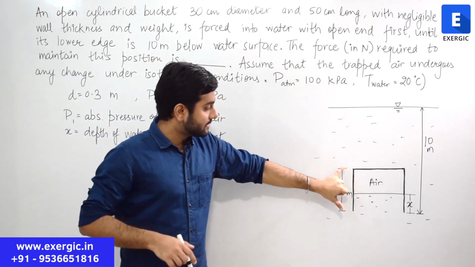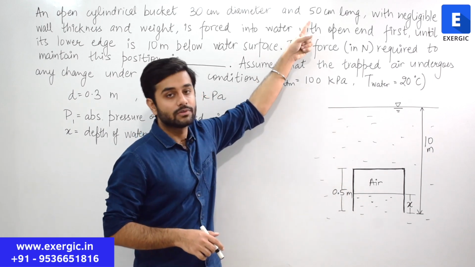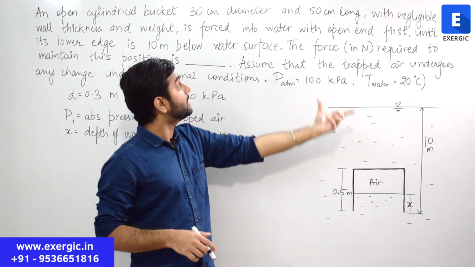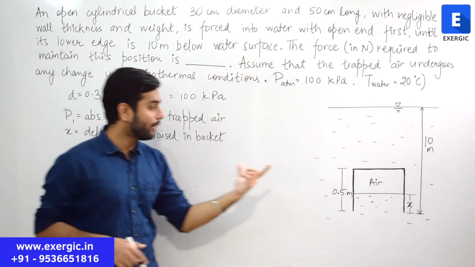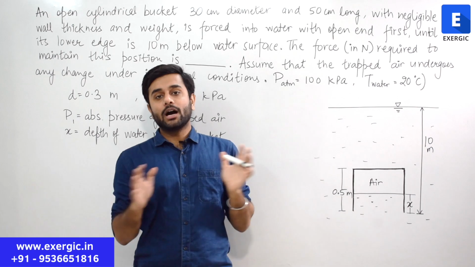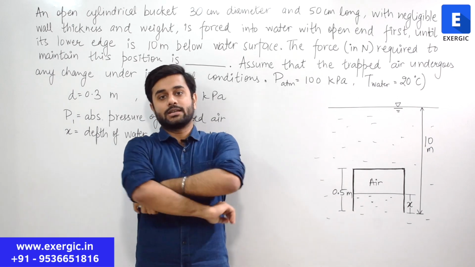And its dimensions: 0.5 meter long, 50 centimeter was written, I have converted that to meter. Its diameter is 30 centimeter or 0.3 meter. This is the diameter. Okay. Now tell me, how are you going to proceed with the question?